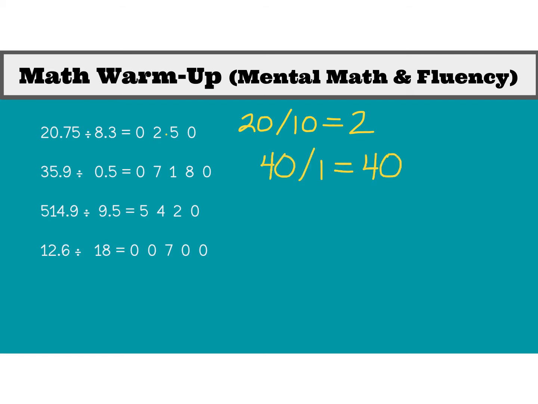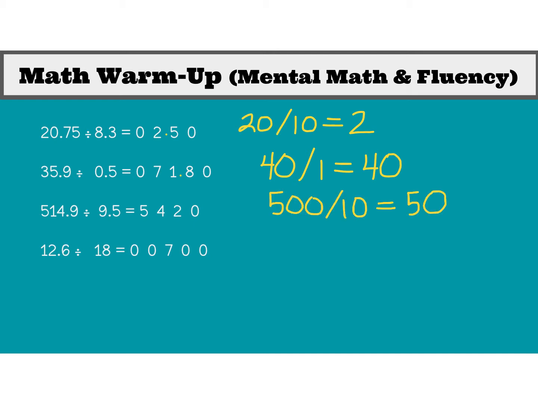So if we take a look at our second problem, we have 35 and 9/10 divided by 5/10. So we could say 40 divided by 1 is going to give me an estimate of 40. So my decimal point is going to go between the 1 and the 8.